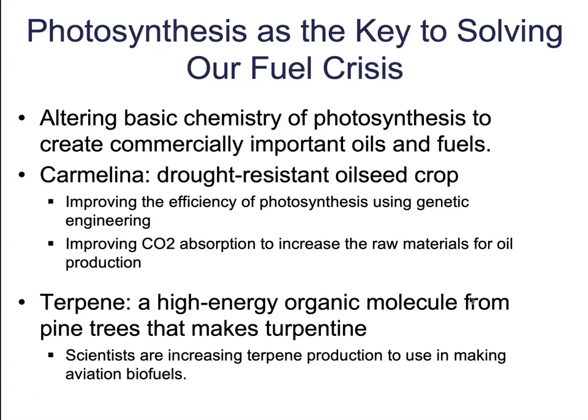We rely on photosynthetic plants and algae and bacteria to harness carbon dioxide from the air and turn it into oxygen, carbohydrates, oils, amino acids. So additionally, photosynthesis could be key to solving the world's fuel crisis. Plant scientists have been tweaking the basic chemistry of photosynthesis to create commercially important oils and fuels. A great example of that would be the camelina, a drought-resistant oilseed crop.